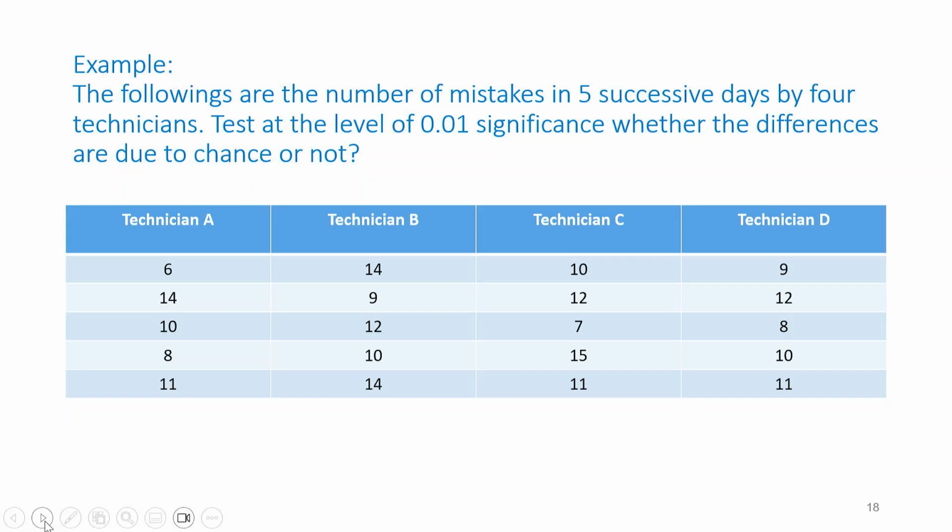Another example. The following are the number of mistakes in 5 successive days by 4 technicians. So the mistakes of 4 technicians are given. Test at the 0.01 level of significance whether the differences are due to chance or not. So we have 1, 2, 3, 4 technicians, and these are the number of mistakes they have committed.